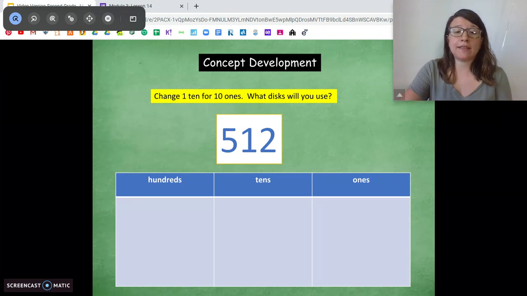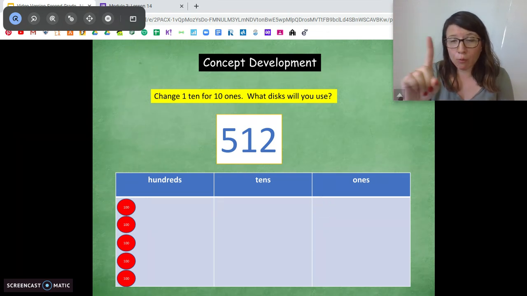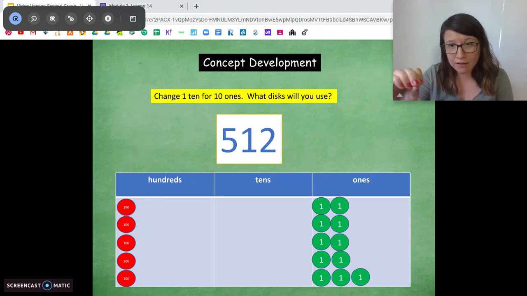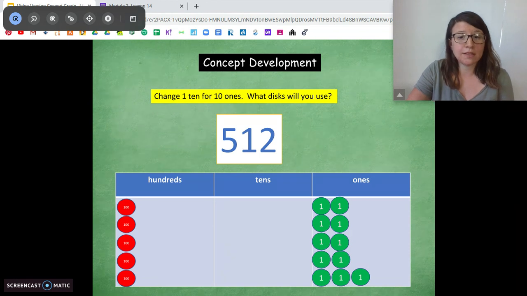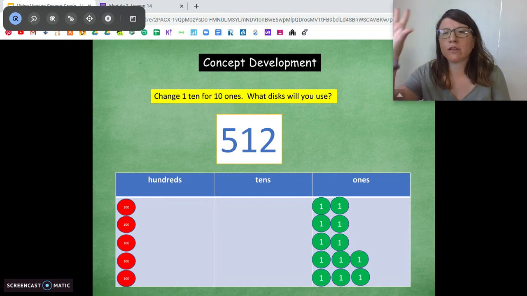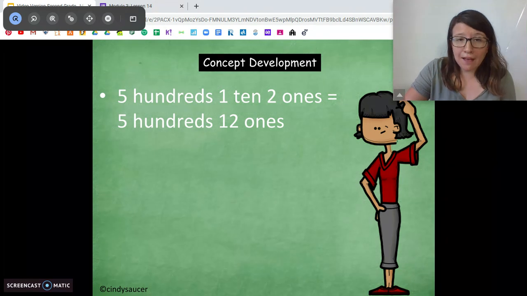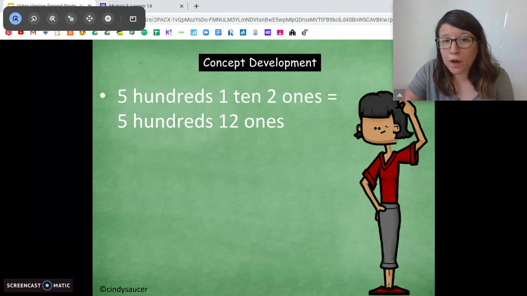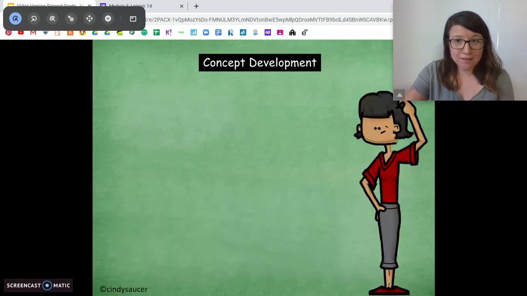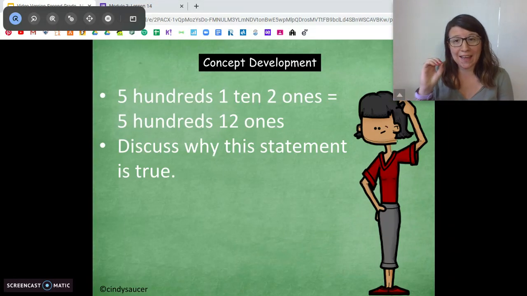Okay, so your board should look like this. We still have 5 hundreds. We don't have any tens because we exchanged that 1 ten for 10 ones. So we should have 1, 2, 3, 4, 5, 6, 7, 8, 9, 10. And then we still have those extra ones, 11, 12. So you should have 12 ones. Okay, so 5 hundreds, 1 ten, 2 ones equals 5 hundreds, 12 ones. Do you see why that is? Pause the video, talk with someone at home about why that is.